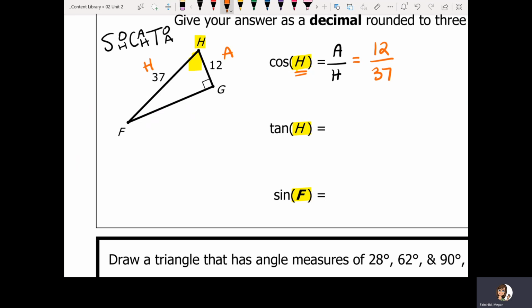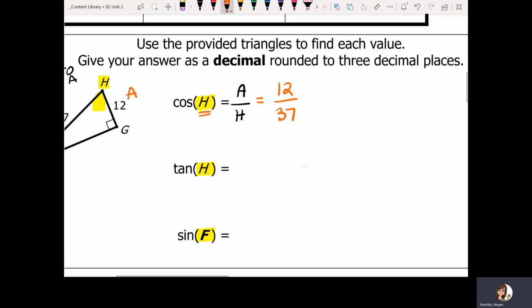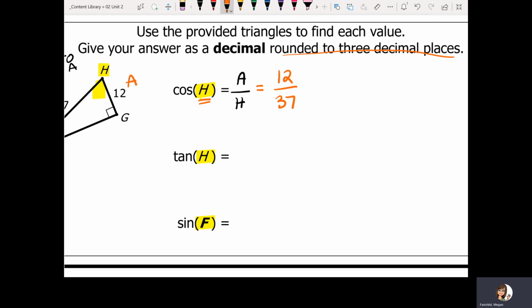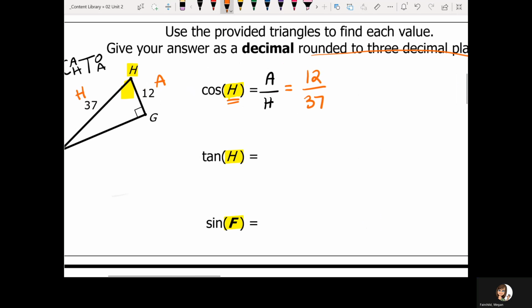Again, when it asks for cosine, sine, or tangent of an angle, you're going to find me a ratio, a fraction. People mess that up a lot, so I'm repeating it. Now, on your calculator, you're going to type 12 divided by 37, and hit enter, because it says rounded to 3 decimal places. And we're going to get approximately 0.32432... Every year I have about 5 people that have no idea how to round.